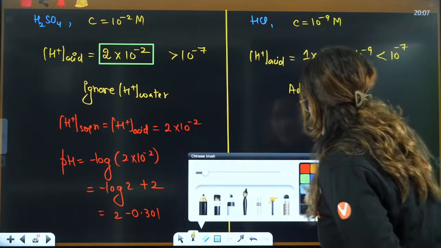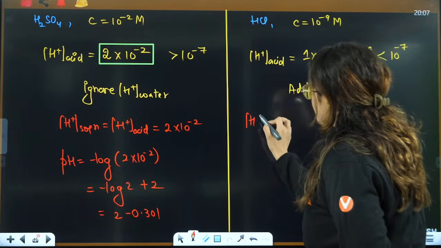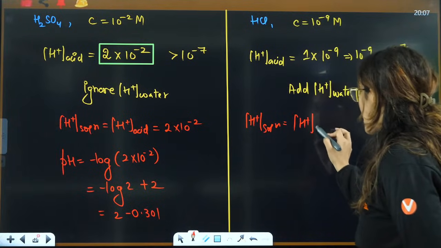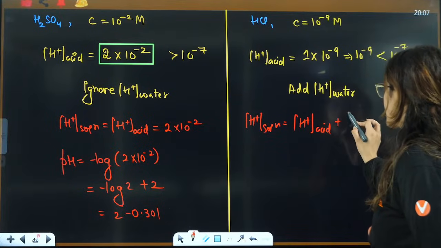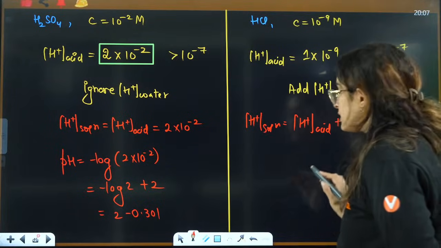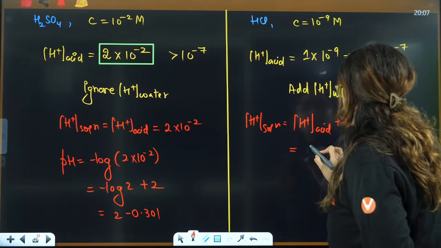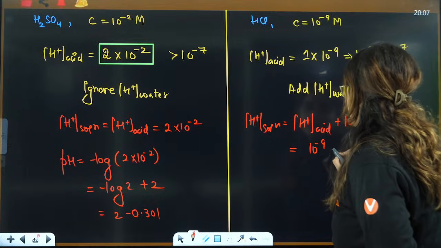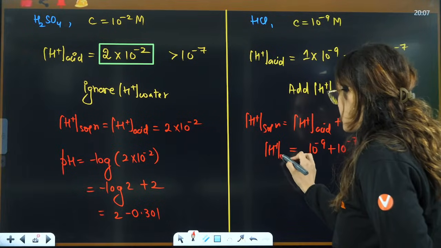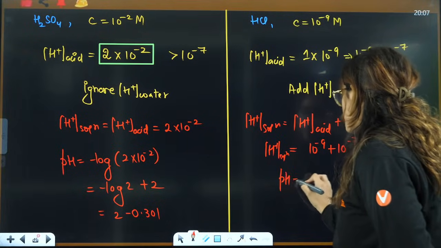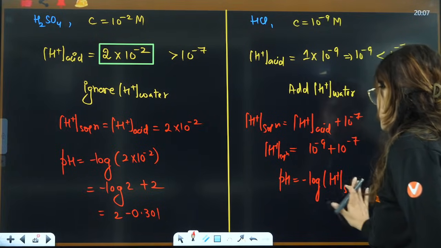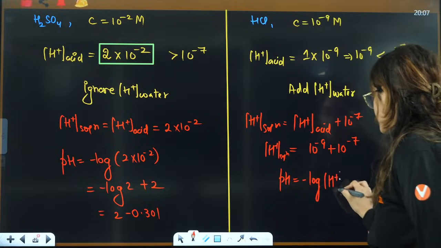So what you will say, here H positive of solution is equal to H positive of acid plus 10 raised to power minus 7, that is H positive from water, and this is going to be 10 raised to power minus 9 plus 10 raised to power minus 7. This is H positive of solution, and then just take the value of pH is equal to minus log of H positive of solution. Solve this, do the calculation, and you will get your answer.